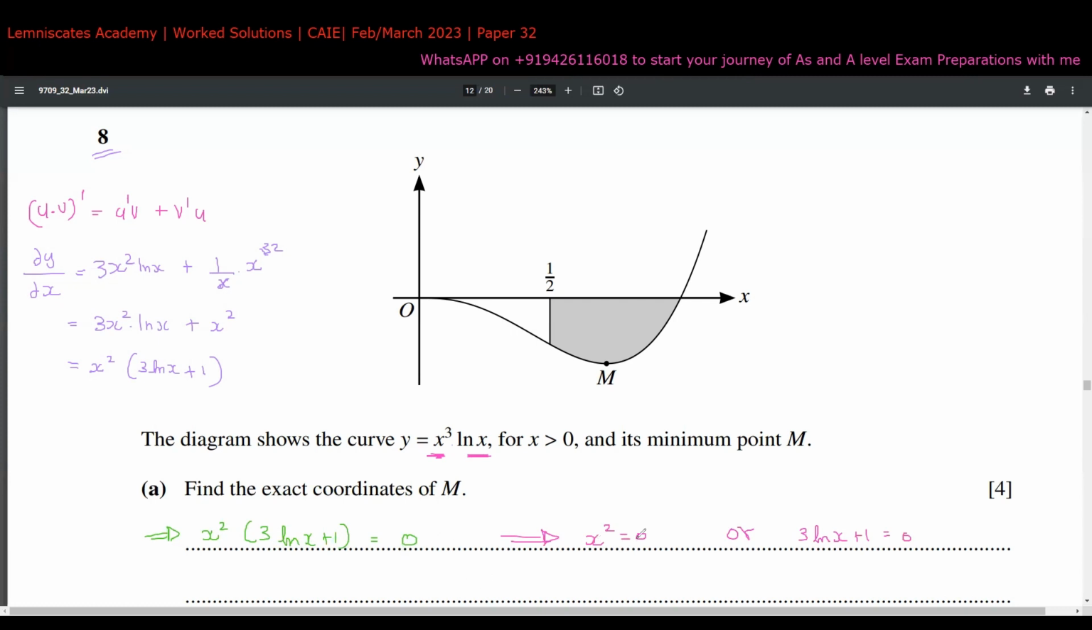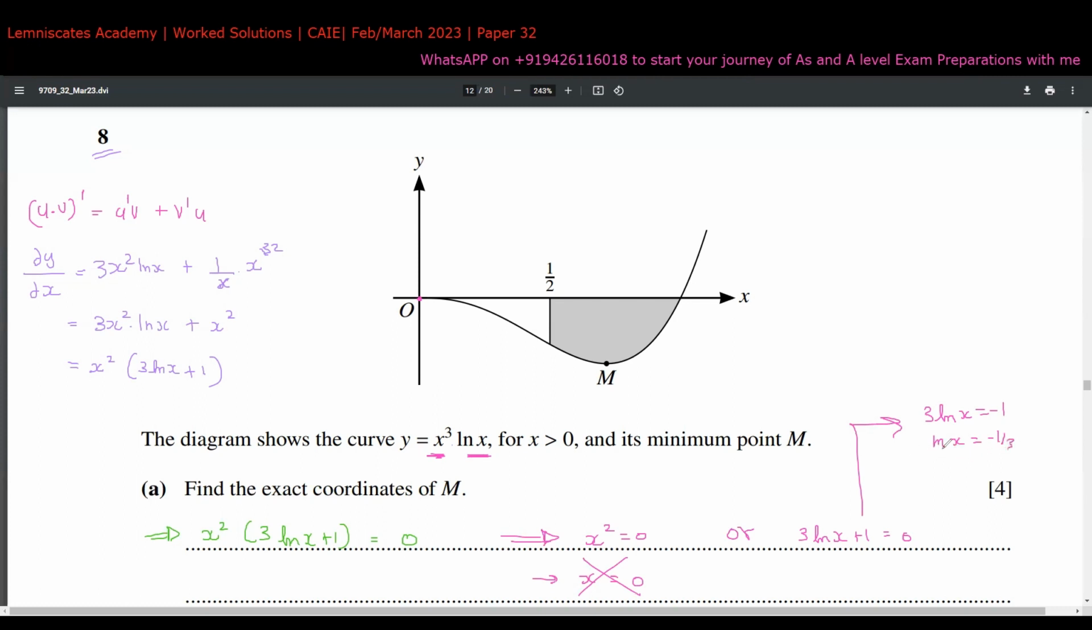If you solve this over here, you get x equal to 0, which is obviously the stationary point that you are getting over here, which is the maxima. But that's not something that we want. So we get rid of this and solve this and make x the subject. Over here, it will be 3 ln x equals negative 1. ln x is equal to negative 1 by 3.